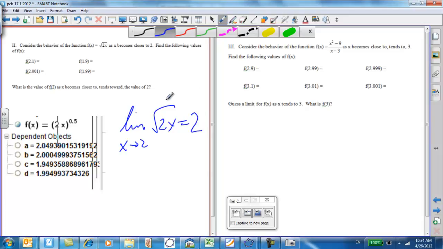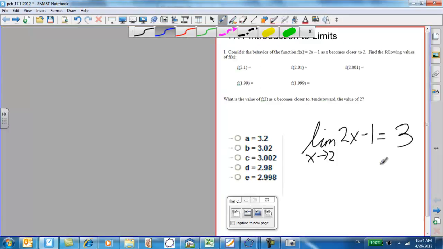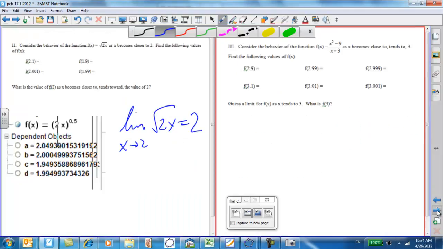Now it seems like the limit is the same thing as just plugging things in. If we put 2 in here, you get the square root of 2 times 2, the square root of 4, is 2. Same thing in the first problem: the limit as x goes to 2 of 2x - 1, 2 times 2 minus 1 is 4 minus 1 is 3. But this is where the plugging in doesn't work so well, because now if I try to figure out the limit of this as x goes to 3, and I put 3 into here, 3 squared minus 9 is 0, 3 minus 3 is 0. Ouch, we get 0 over 0, undefined. In fact, we call it indeterminate. So we're going to use a graph then to figure out what this is exactly.